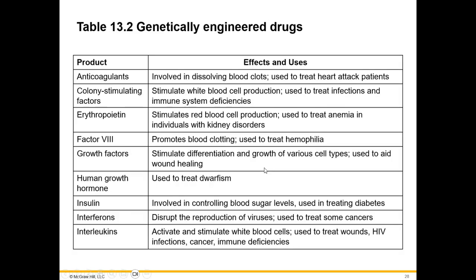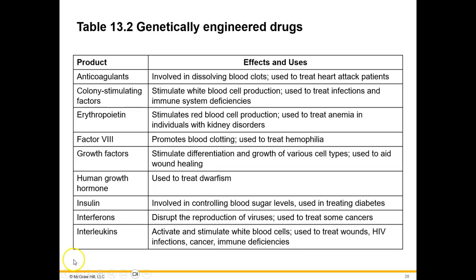Here are some examples of genetically engineered drugs. So basically all anticoagulants that we use are genetically engineered. Those are all of the things that we add to overcome the problem where we need to dissolve blood clots. They're used to treat heart attack patients. Also, all colony stimulating factors. So these are the proteins that stimulate white blood cell production. They are genetically engineered, and they're used to treat infections and immune system deficiencies.